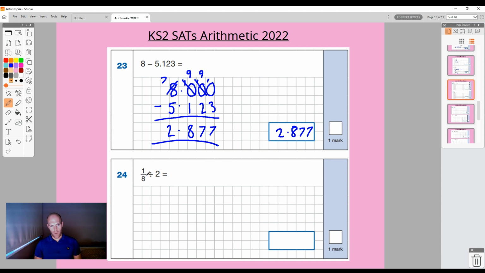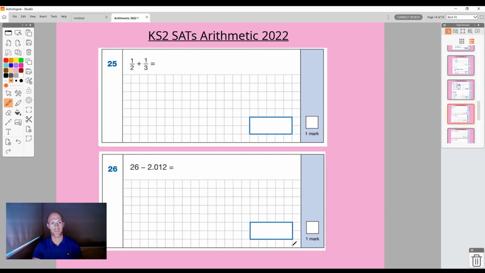1/8 divided by 2. I'm not going to go into the method, I'll do a separate video for this, but what I usually do is just ring this and change from divide to multiply. Multiply the denominator by your integer there, making it 1/16. I'll show you why that works in a separate video, but that method always works on an arithmetic paper and you can move on pretty swiftly.